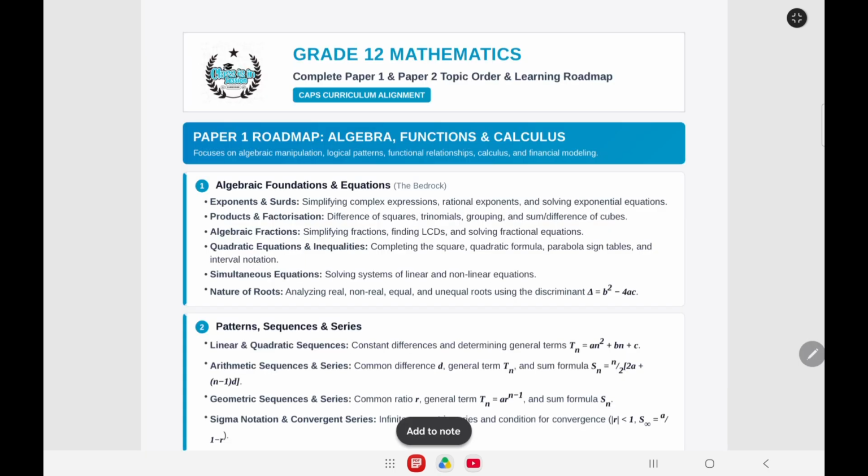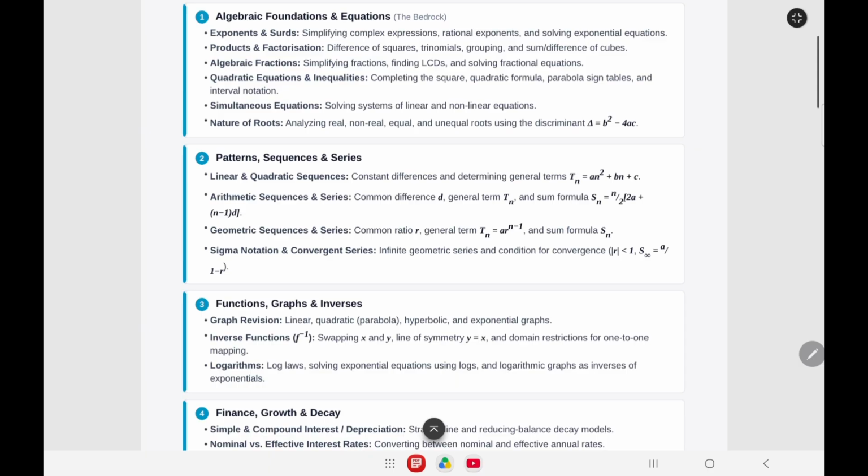This is the second document that I can also share. As you guys can see, it says complete paper 1 and paper 2, topic order and learning roadmap. This is the best way to do your mathematics. Trust me, you guys. So for paper 1, let's start with the first part. You have algebraic foundations and equations. You should know your basics, okay? Do not start with number patterns, even though it's the first topic they taught you guys. This will help you in term 3 as well as term 4. So you have algebraic foundations and equations, you have your exponents and surds, products and factorization, algebraic fractions, in that exact order.